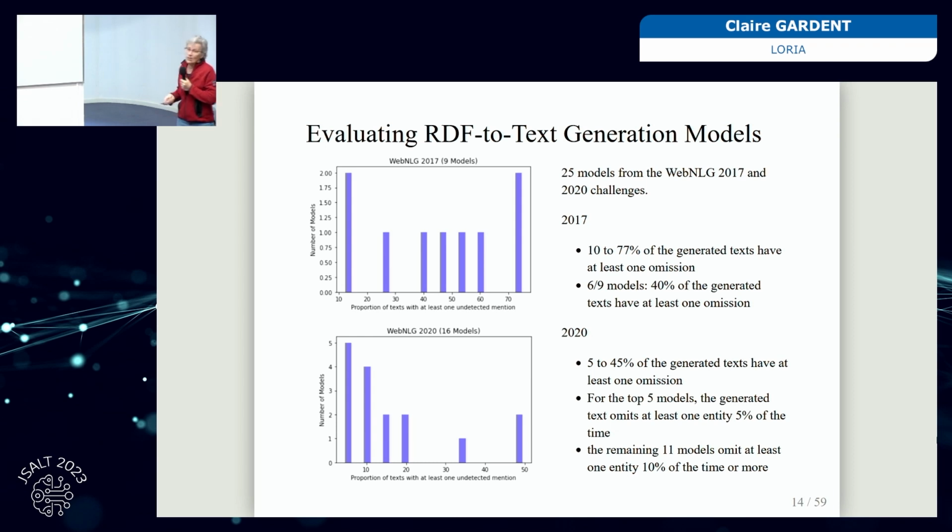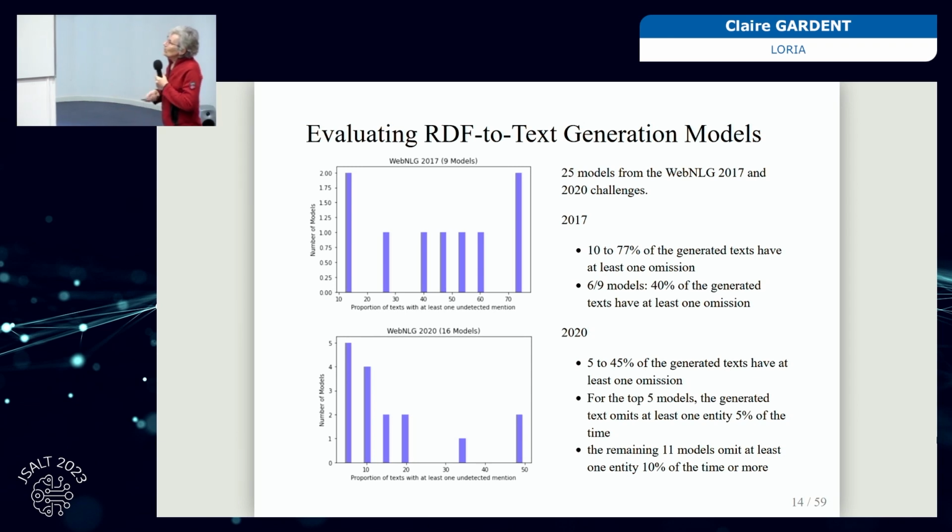So in 2017, it was the first edition of the task. The language models were not as good as they are today. There were also, among the participants, still some statistical models or some rule-based models. But in this first edition, we find that 10 to 70% of the generated texts have at least one omission. And for 6 out of the 9 models, you have 40% of the generated texts which have at least one omission. So in this first version, omissions were very, very frequent.